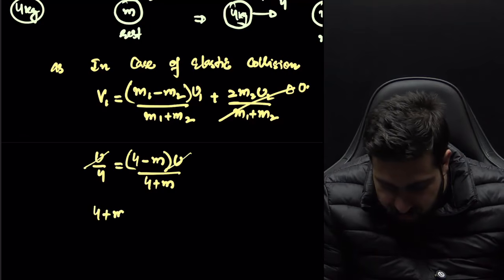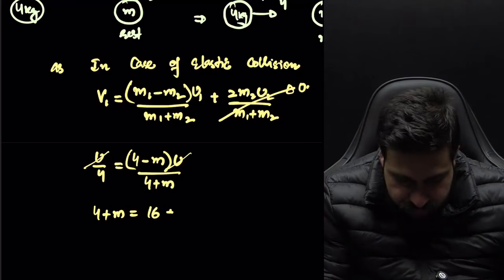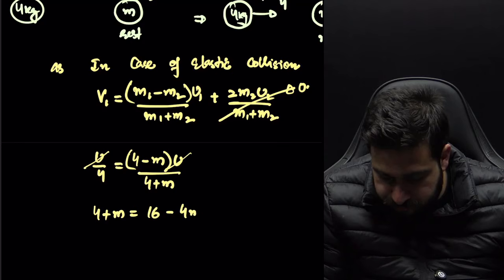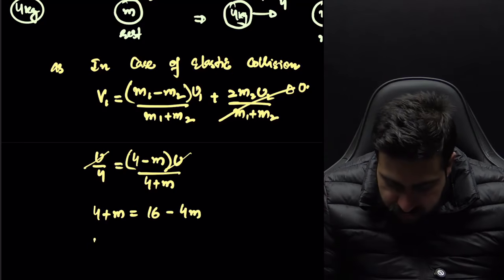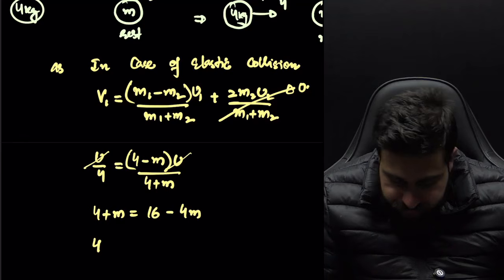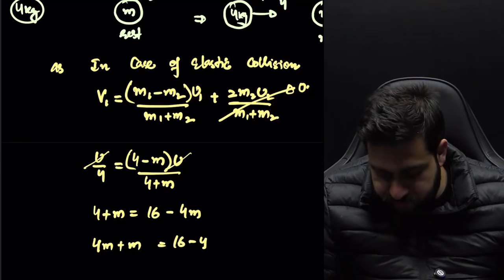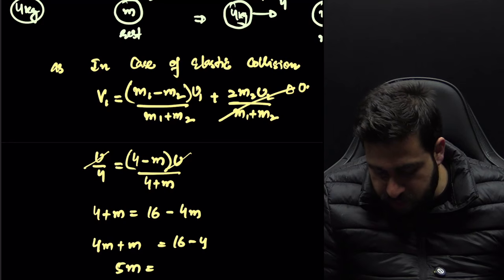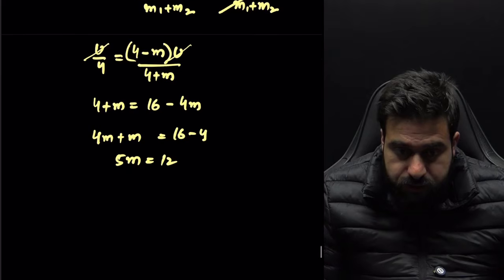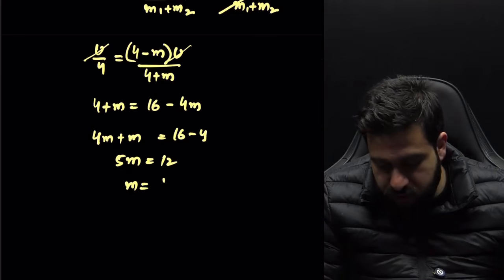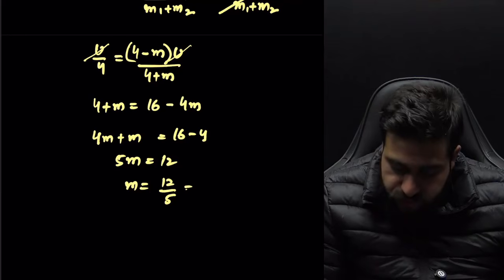So this will be 4 plus M equals 4 into 4 is 16 minus 4M. Take it over there, so this will be 4M plus M equals 16 minus 4. So 5M is equal to 16 minus 4, which is 12. So M will be equal to 12 divided by 5, that is 2.4 kg.